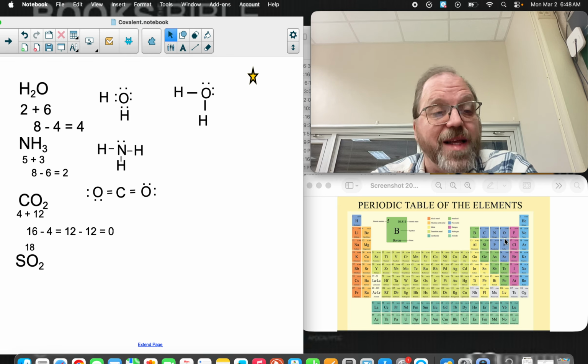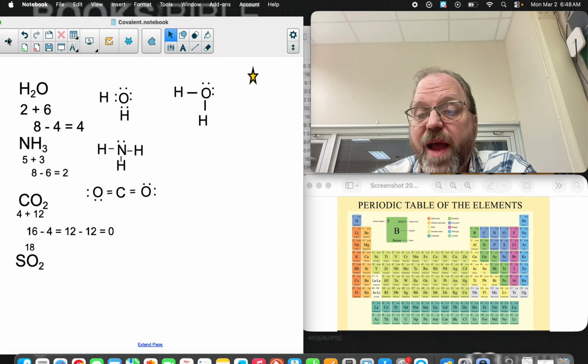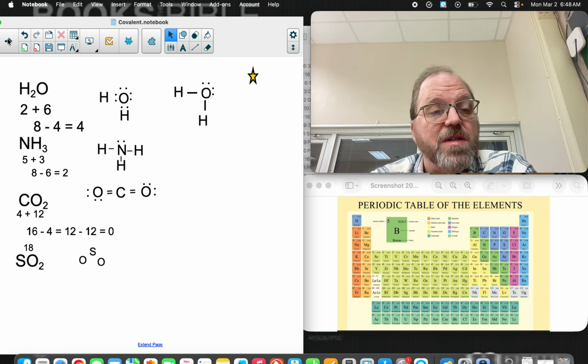Now sulfur dioxide, SO2. We have 18 electrons to work with. Sulfur is over here at 6 and oxygen's above it. So 2 times 6 is 12 and 6 plus 6 more is 18. So that's our arrangement. We bond up, subtract 4 away, 14. 12 around, 2 extras. That means it goes on the sulfur. Sulfur's still not happy, so we have to double bond.